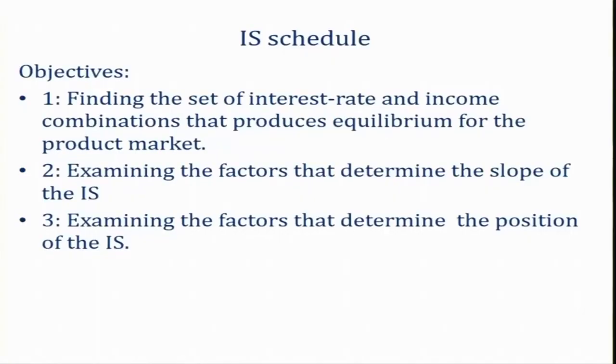The main objective here is to find the set of interest rate and income combinations that produces equilibrium for the product market. Subsequently, we will examine the factors that determine the slope of the IS curve. In addition, we also discuss the factors that determine the position of the IS curve, that means the factors that determine the shifting of the IS curve.